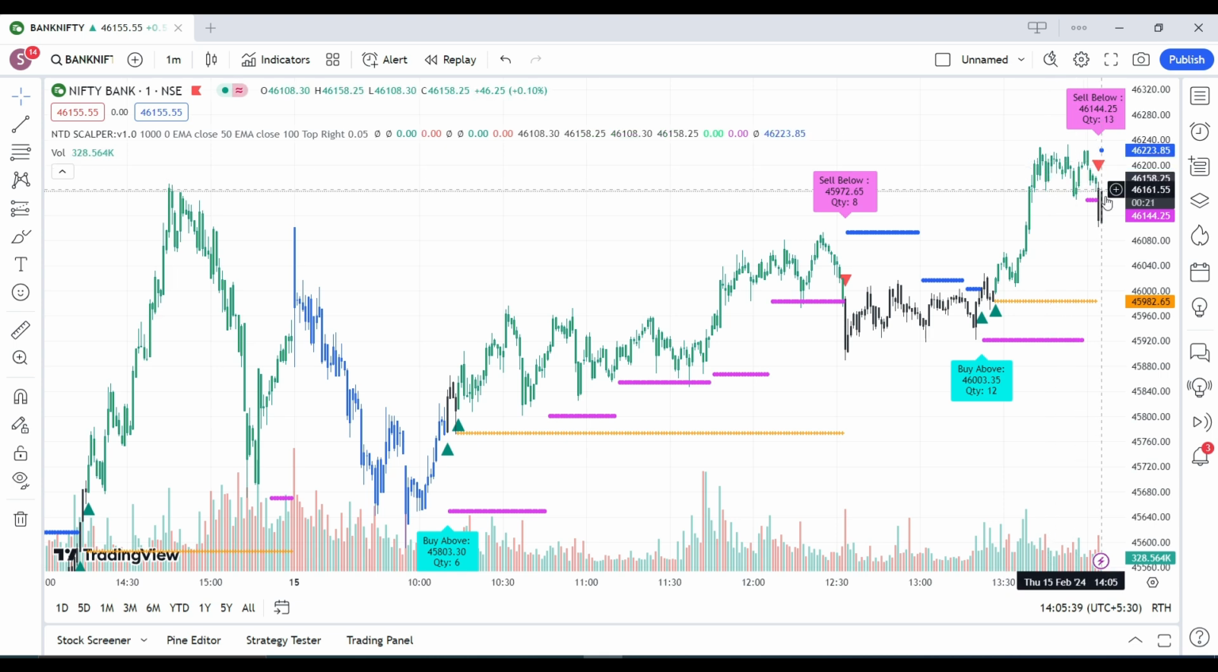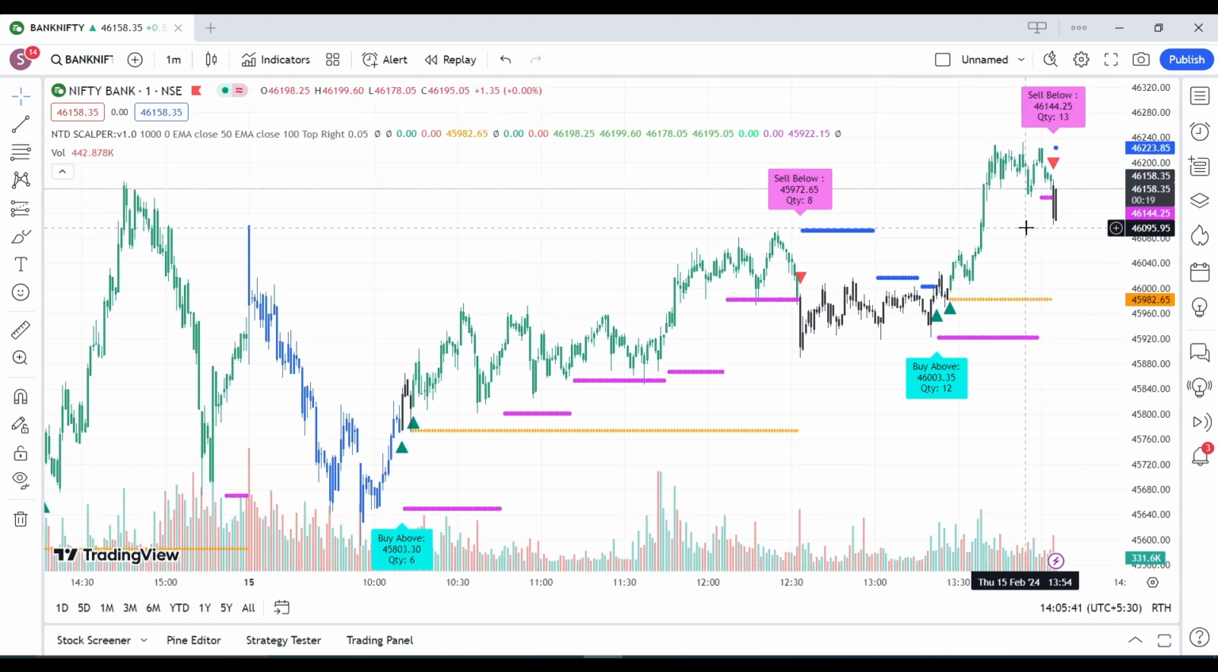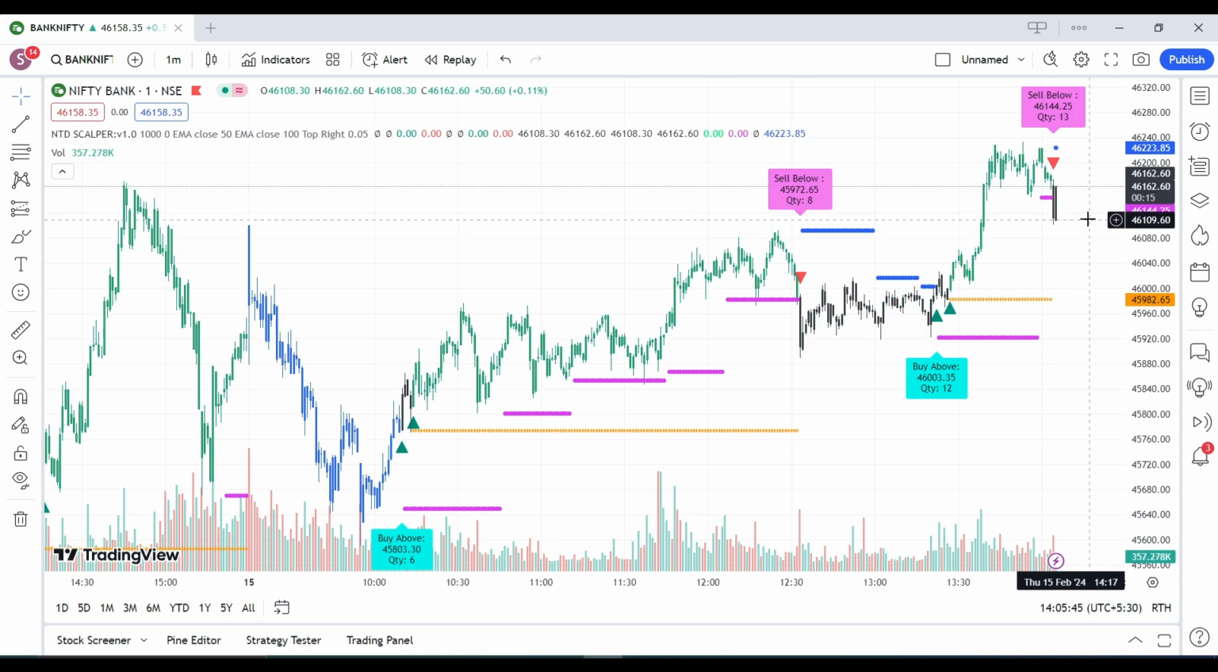This black candle indicates you to exit your position, not to sell. If suppose after this black candle again a red candle is formed with a downward arrow, that will trigger your sell position, unless there's already a sell position in Bank Nifty for today.